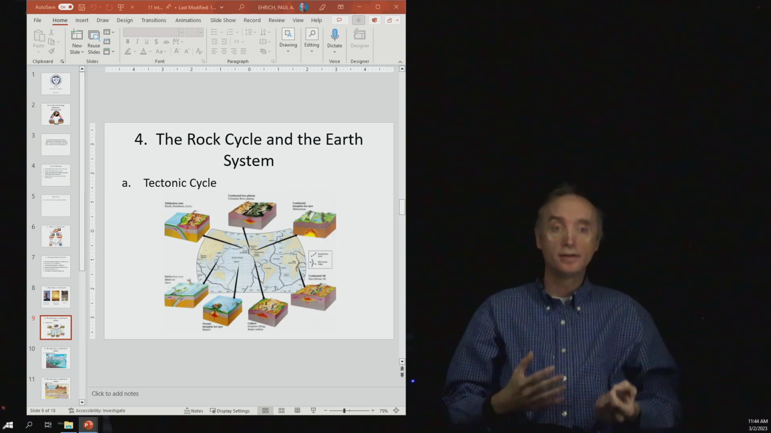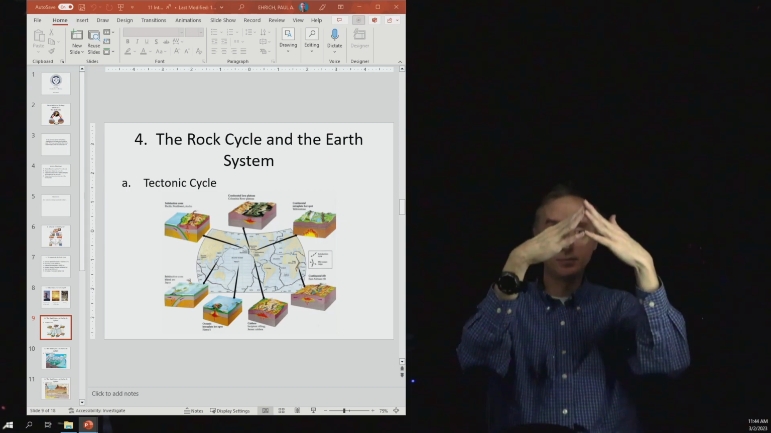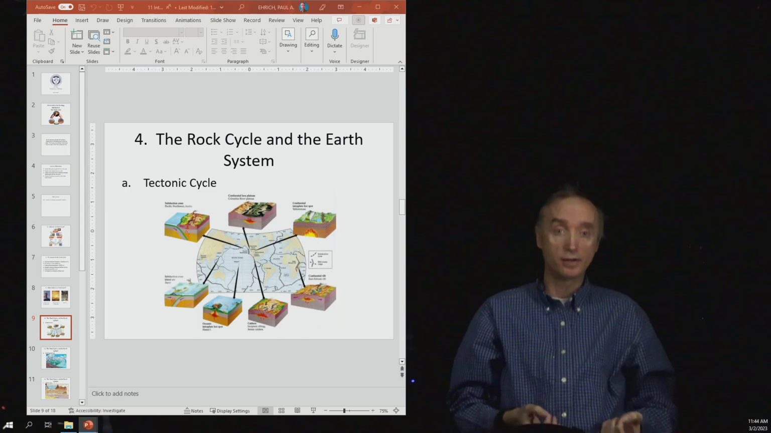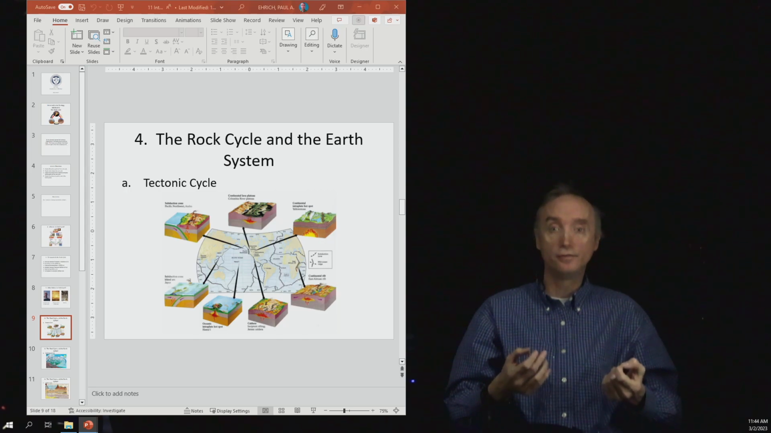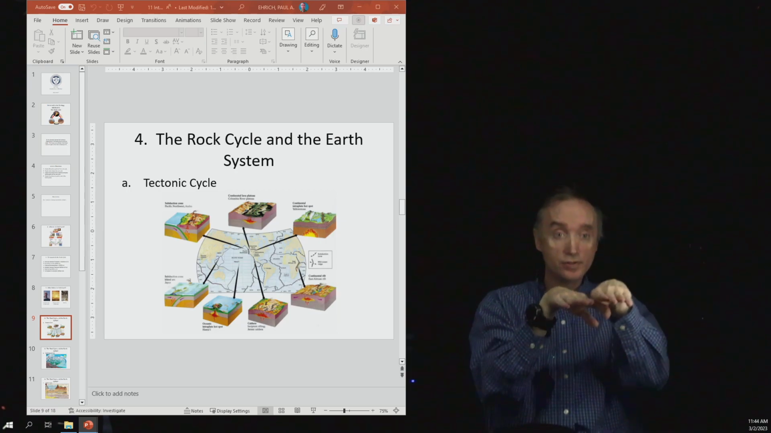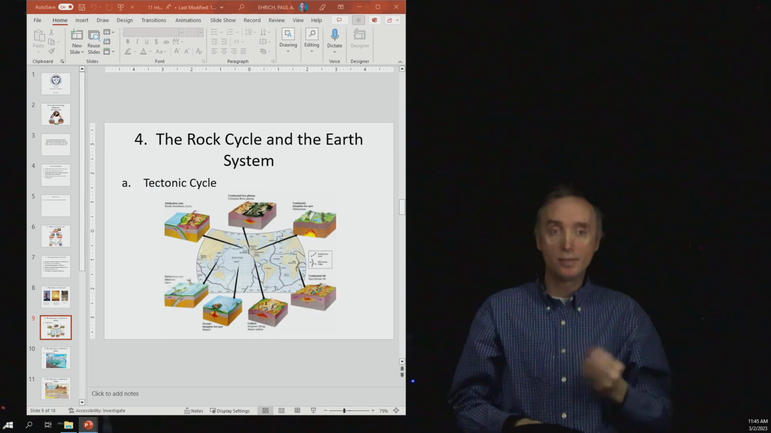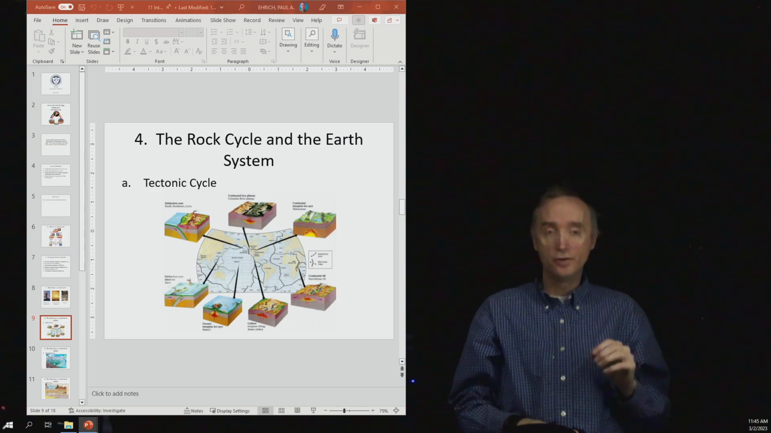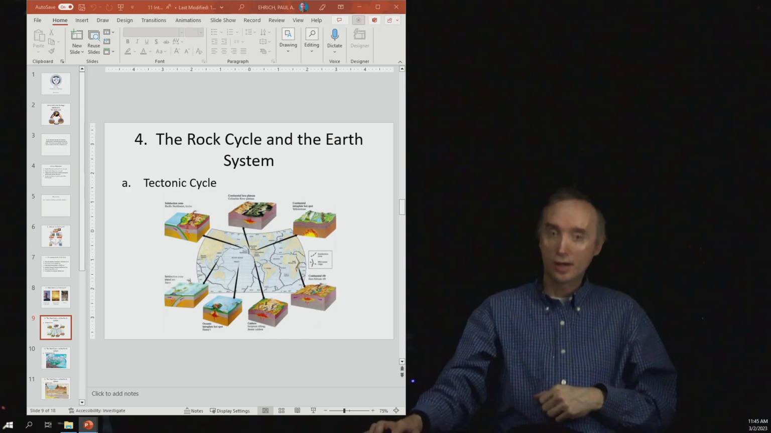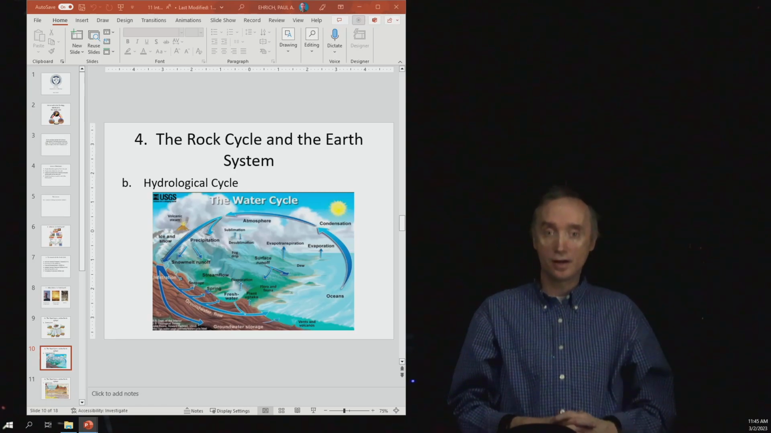Then we also found that plates could be pushed together to make mountains, so that would be another type of rock in the rock cycle. And then we also found that plates could slide past each other, and in doing so that would crush the rocks in between, and that would make a type of metamorphic rock. So all of your different kinds of rocks, whether igneous, metamorphic, or sedimentary, are tied to plate tectonics and the tectonic cycle.